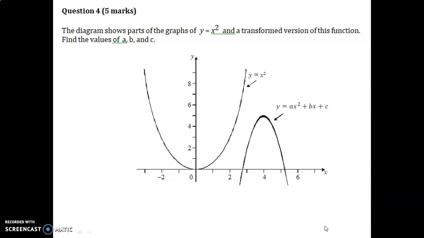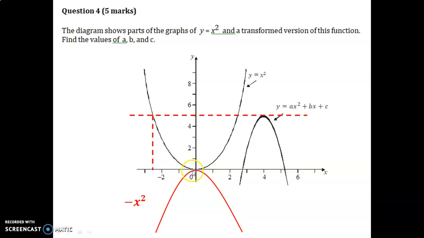Alright, from the test, number 4. This one was tricky. We had to turn this function into this one. First thing you should notice, it's definitely reflected. So that's negative x squared. Then I need to compress it because it's going to be compressed eventually. So to check the compression, I did this.